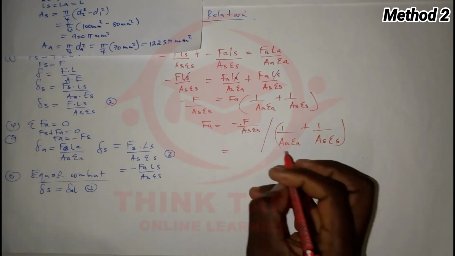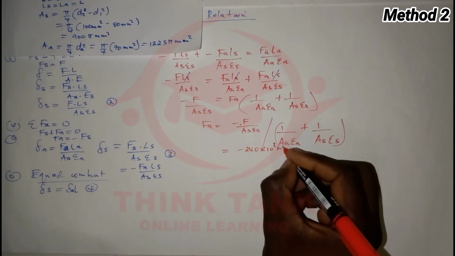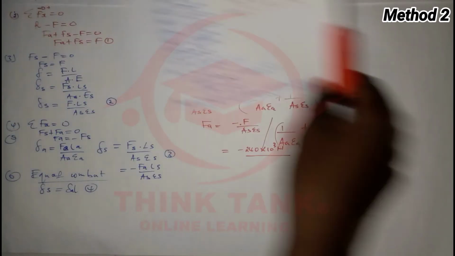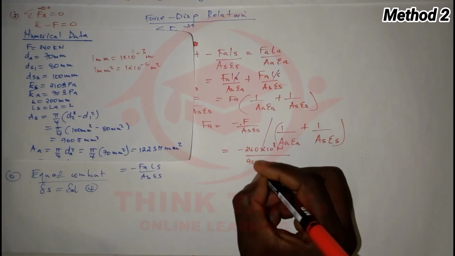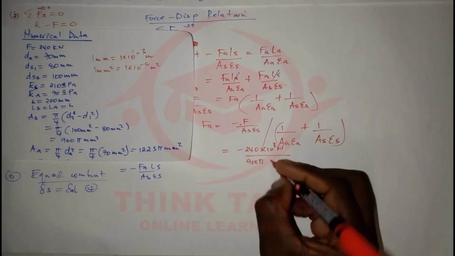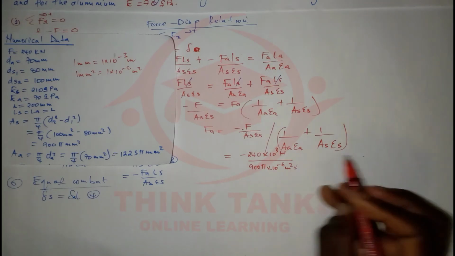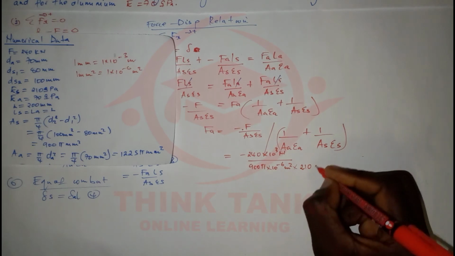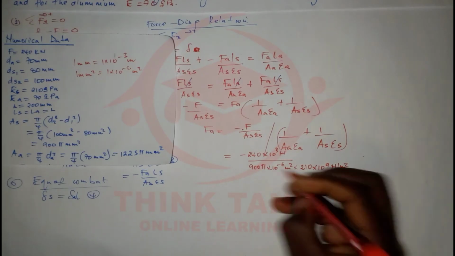For F, we have negative 240 kilonewtons. That's going to be negative 240 times 10 to the power 3 newtons, divided by the area of the steel, which is 900 pi square millimeters. We're going to change that to meters, so it's 900 pi times 10 to the power negative 6. This is the modulus of the steel, 210 times 10 to the power 9 newtons per square meter.